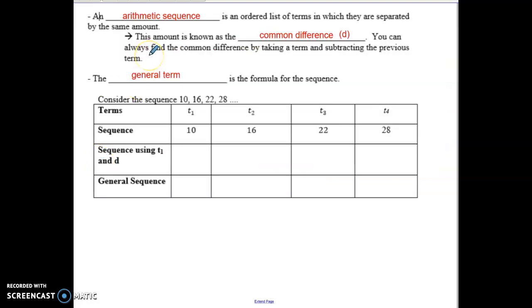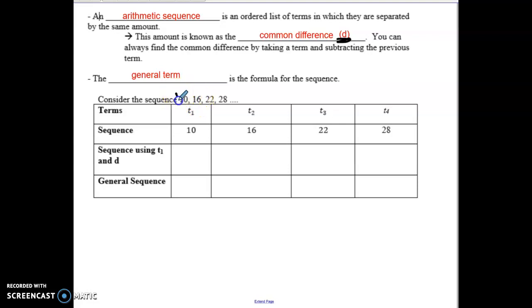A few more terms. We have, again, an arithmetic sequence is an ordered list of terms which are separated by the same amount. So again, if it's arithmetic, that means we added or subtracted the same amount each time. This amount is called the common difference. Again, we represent that as d. You can always find the common difference by taking a term and subtracting it from the previous term.